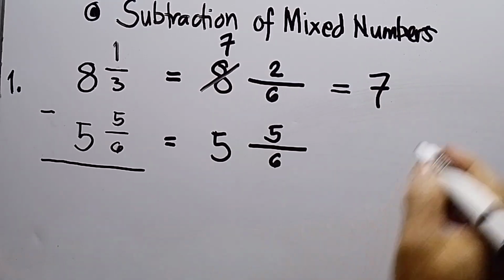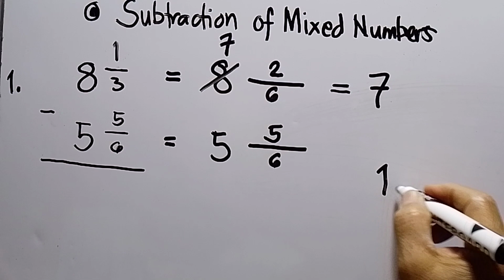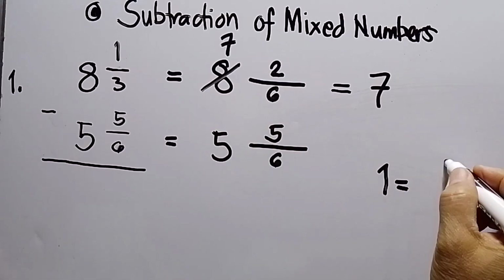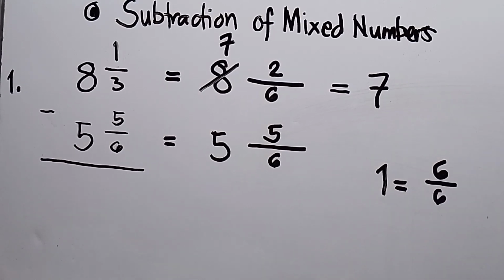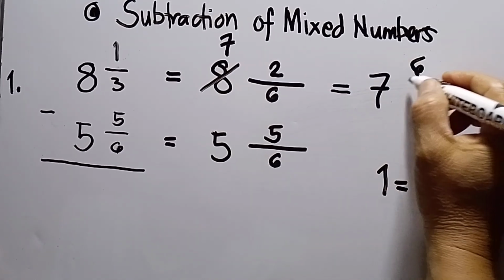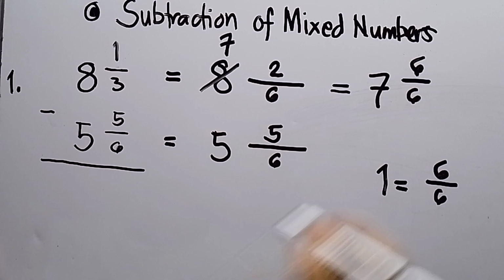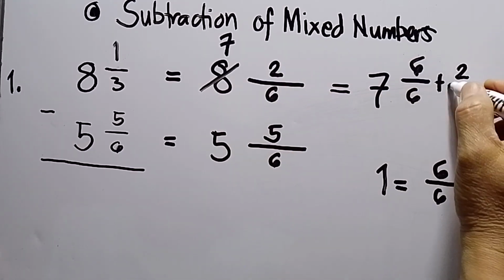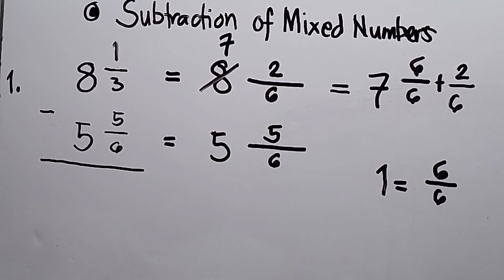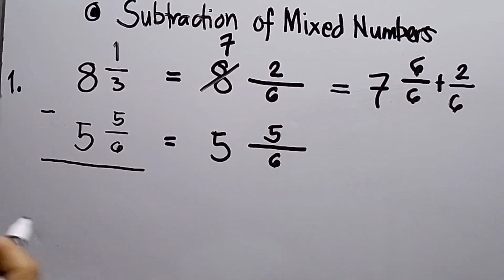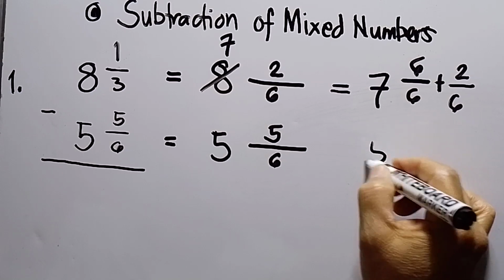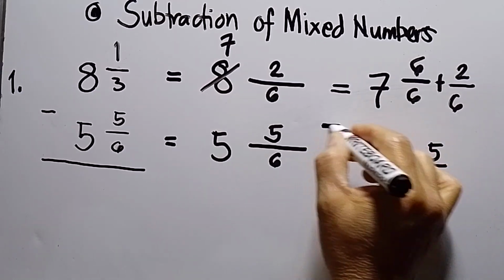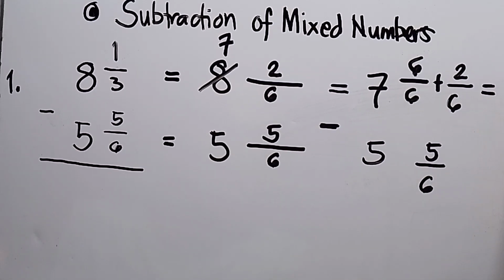The one that I borrow from 8 will be equal to the same as the denominator. So this will be 6 over 6. Then plus the existing fraction, which is 2 over 6. Okay, so I need to copy this one. This will be 5, and then I have here 5 over 6. This will be subtraction. So this will be 7.